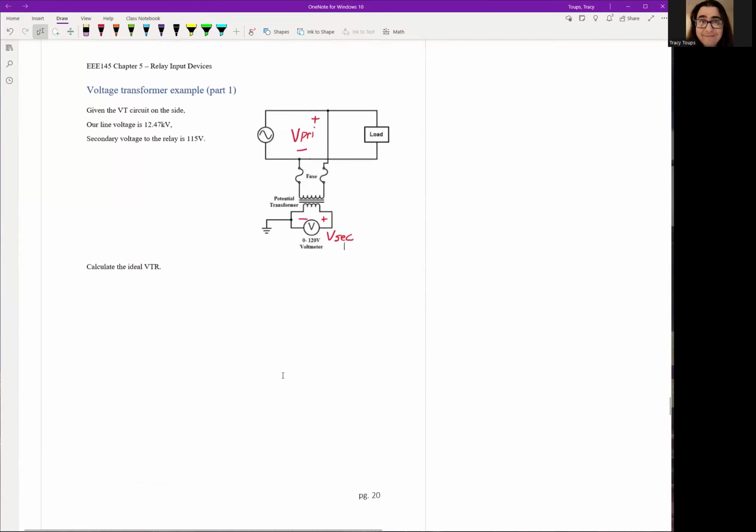Okay, so same idea as the CT, except we're doing PT, the VT level. Find your ratio, figure out that burden, make sure you get the correct classification, and that's pretty much how you order a VT from a manufacturer. Okay, so we'll take that 20-minute break and we'll be back shortly to check your answers. So thank you.